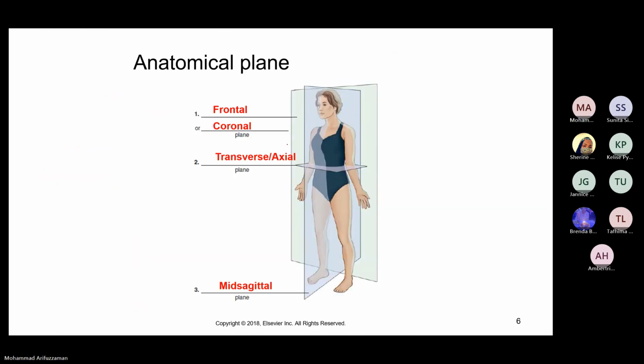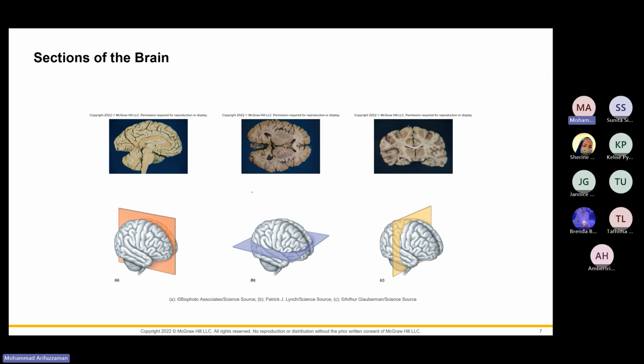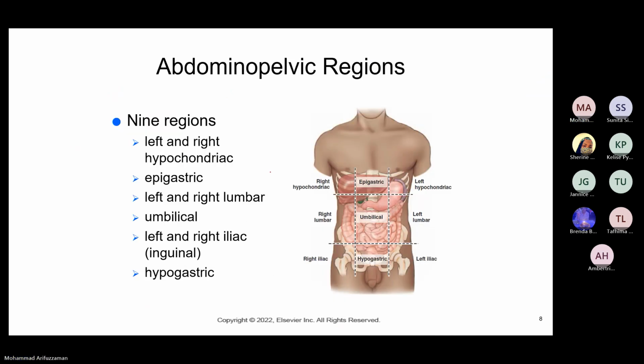Now, I discussed these slides and abdominopelvic regions. This is again very important. The abdominopelvic region is divided into nine regions. You can see the umbilical; superior to umbilical is epigastric, and inferior to umbilical is hypogastric. So superior means above, inferior means below. So the anatomical relationships are very important, which we discussed on Monday.